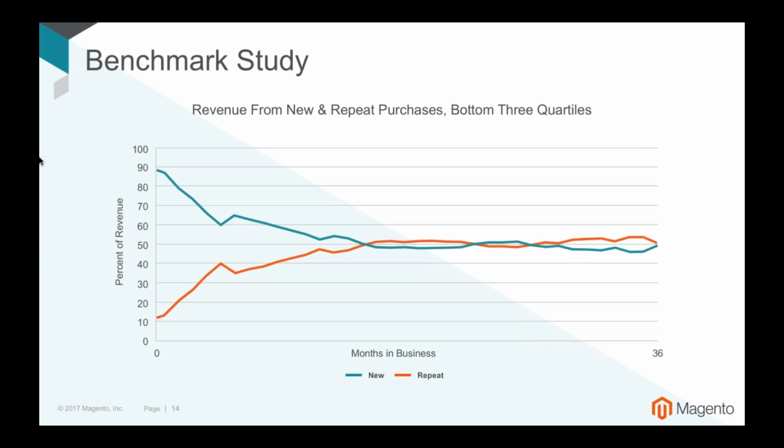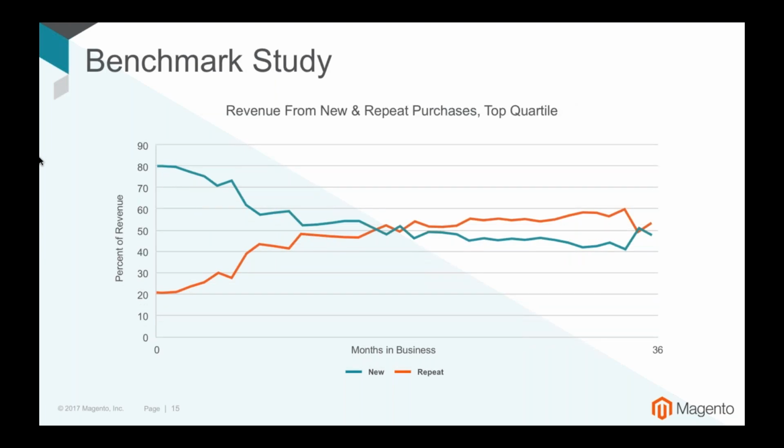Now, let's look at what this chart looks like for the top performers that are out there. This is a notably different chart in a number of different ways, and I want to pull some of these out and call them out for you. The first thing is that these two lines, if you compare it to the previous chart, actually start a lot closer together. Even in month one, they're showing 20% of revenue coming from repeat purchasers.